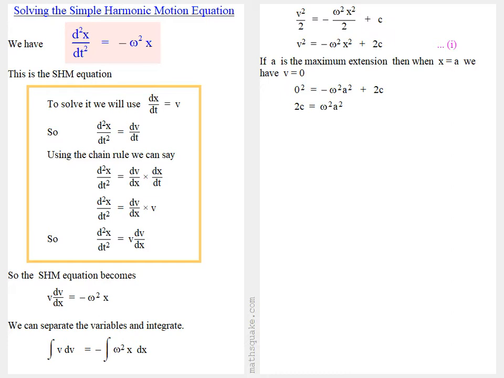So substituting that in for 2c in equation 1, we get v squared equals minus omega squared x squared plus omega squared a squared. And that means v squared is equal to omega squared into a squared minus x squared. And if we take the square root of both sides, that gives v equals plus or minus omega into the square root of a squared minus x squared. And so the speed of the particle at any time is equal to omega into the square root of a squared minus x squared. Now this is a very important result.